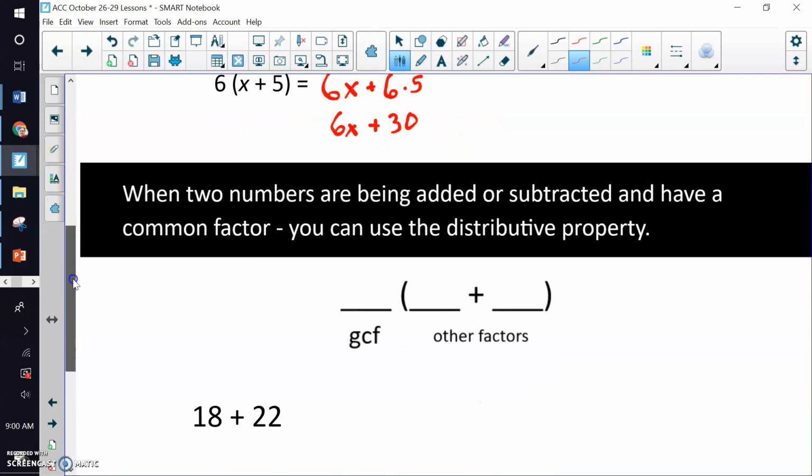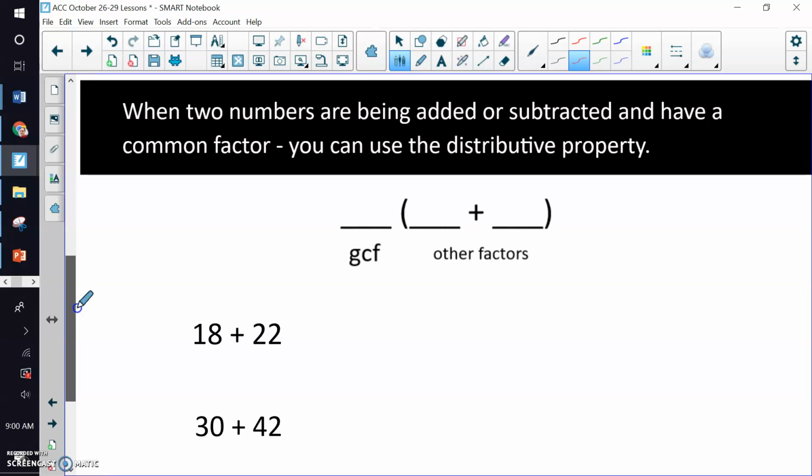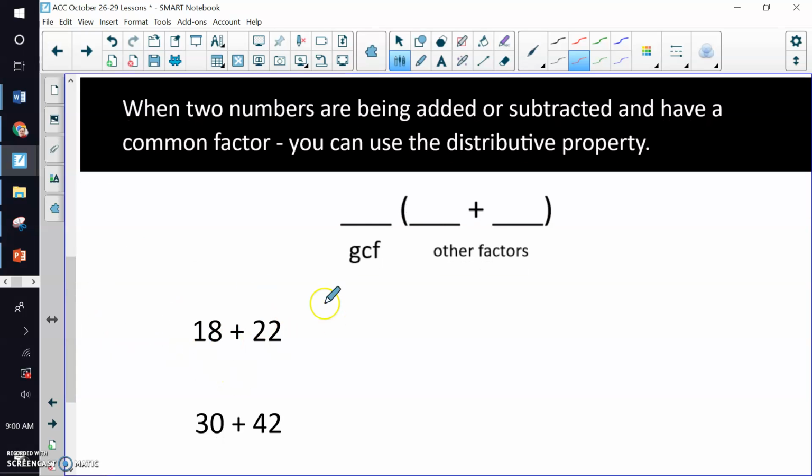So let's go the opposite direction. If we start with an addition problem, we can work backwards and bring it into this pattern where we have a factor out here multiplied by a sum, or difference if it's a subtraction problem. And a lot of times our textbook asks for the GCF, the greatest common factor of the two. But you can rewrite it with any factor.